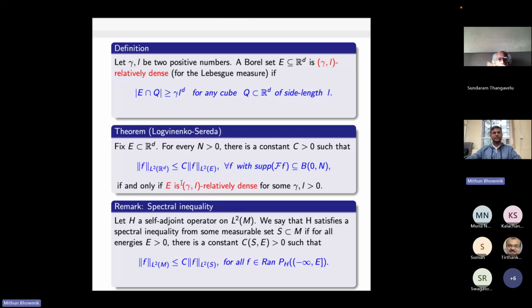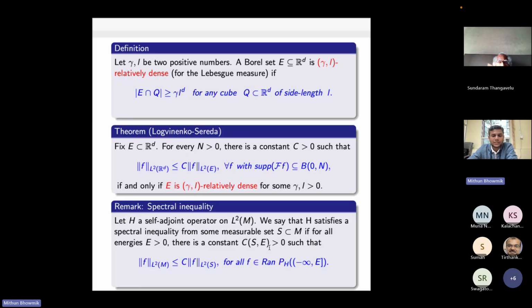Now this entire statement can be translated to the setting of a Hilbert space. What is the statement here? I'll consider only a self-adjoint operator H acting on L2(M). M basically will be a Riemannian manifold or something like that. Then this is a Hilbert space on which a self-adjoint operator acts. Then I'll take a subset S of M, on which I should impose some condition later.